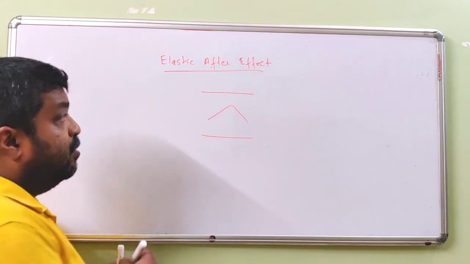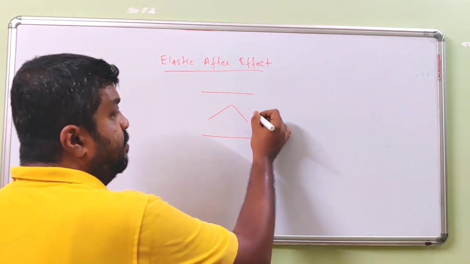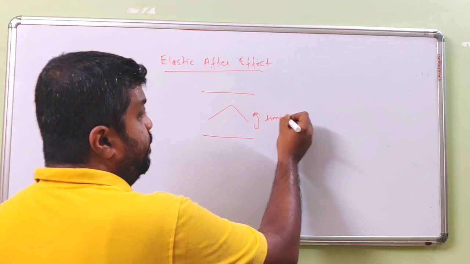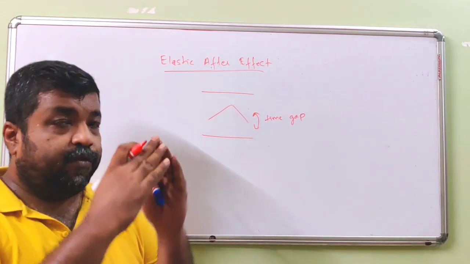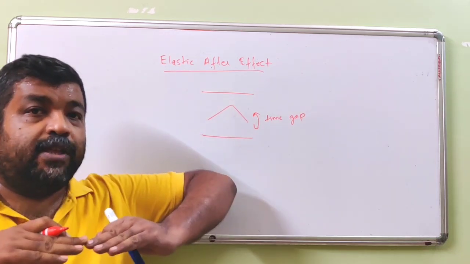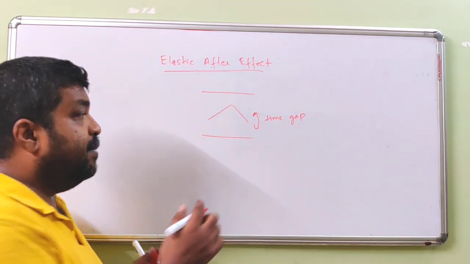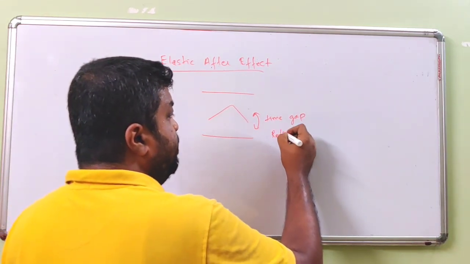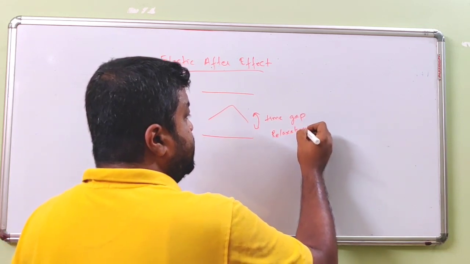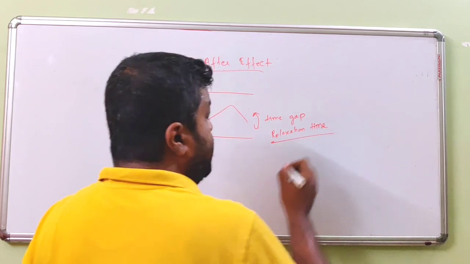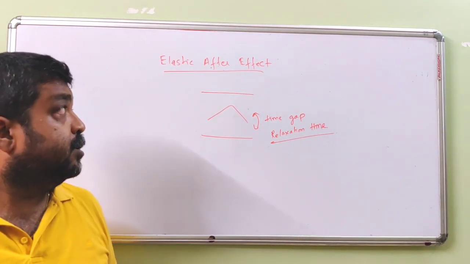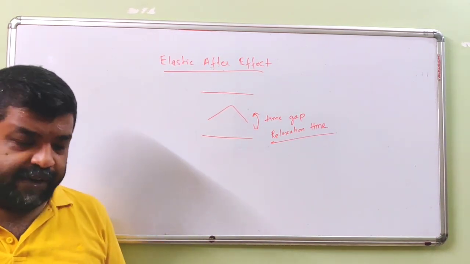Now this time gap between the deformation and again acquiring the original shape is called relaxation time. So this is elastic after effect.